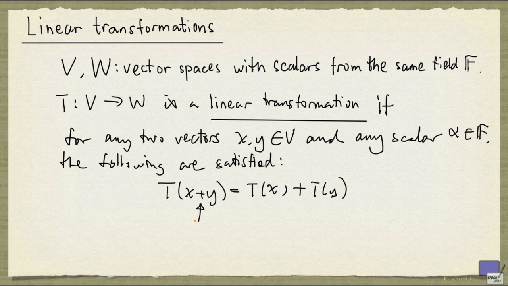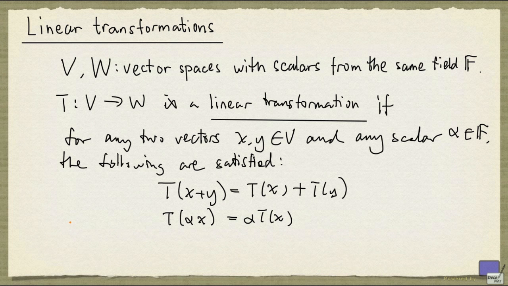Notice that this sum here is addition in the vector space V, whereas this sum here is addition in the vector space W. And the second is applying T to alpha times x is equal to alpha times T of x. And again, this scalar multiplication here is in the vector space V, whereas this scalar multiplication here is in the vector space W.